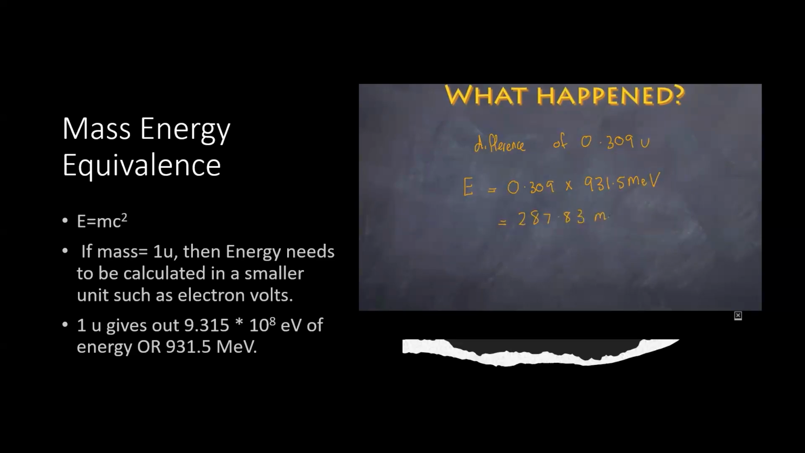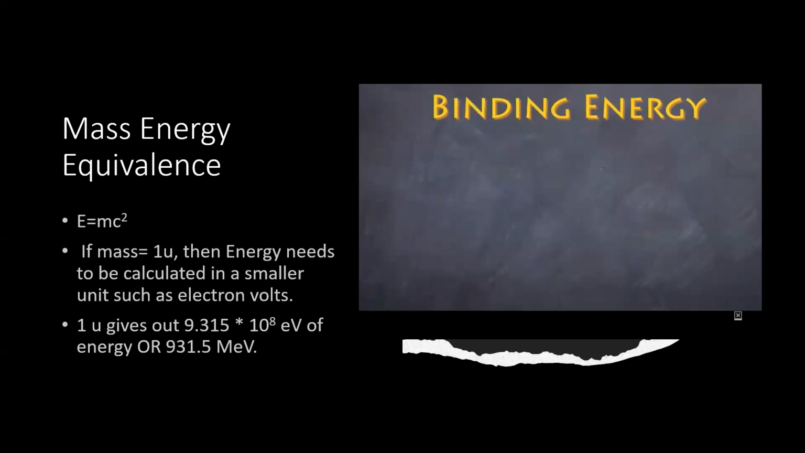I get 287.83 mega electron volts of energy that somehow has been converted. Where has that gone? Well, that is the energy that is binding my nucleons together. What is the binding energy? It is the energy required to hold the nucleus together. This energy is gained due to the conversion of the mass defect by Einstein's E equals mc squared relationship.